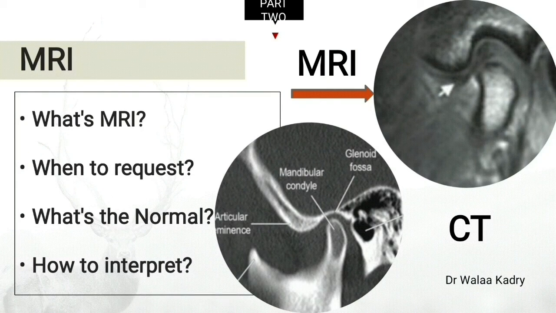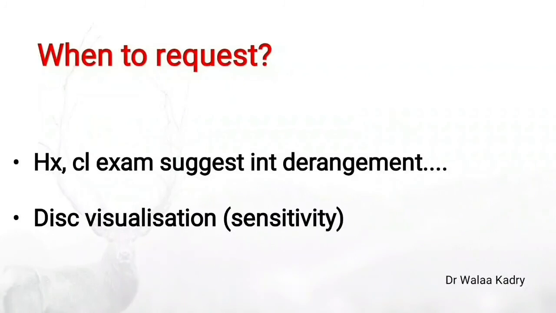So now you conclude when to request the MRI. You request it when you want to visualize the disc if you suspect disc derangement disorder or disc displacement, and you will request CT if you suspect a bony disorder or advanced stage in osteoarthritis where the articular surface of the condyle and articular eminence and fossa are eroded, or crepitation is present by clinical examination.